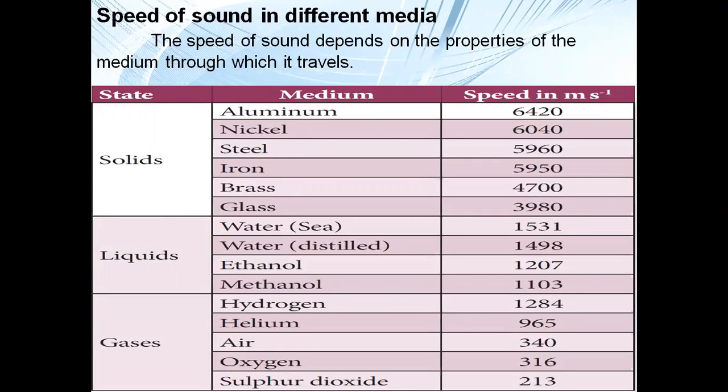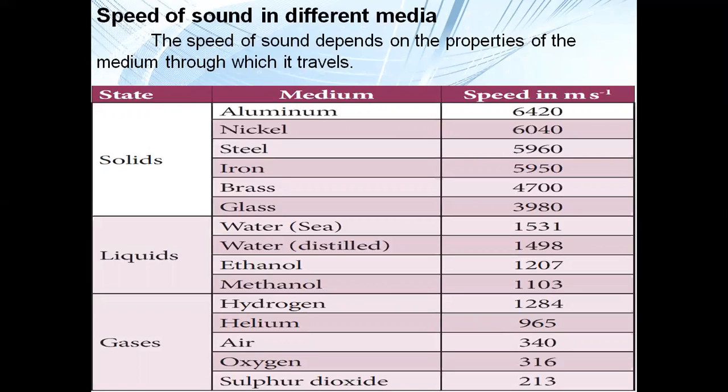Nickel 6040, steel 5960, iron 5950, brick 4700 and glass 3980. These are the solids. And liquids: seawater 1531, distilled water 1498, ethanol 1207, methanol 1103. So these are the liquids, speed of sound.